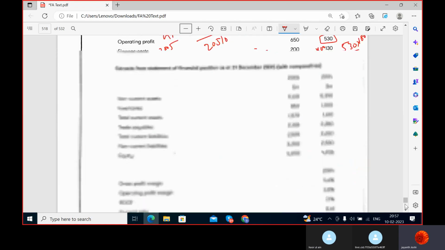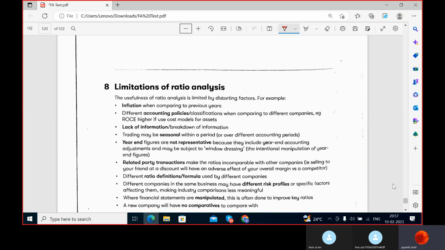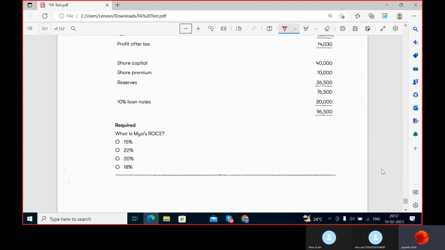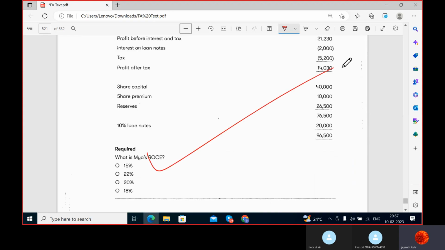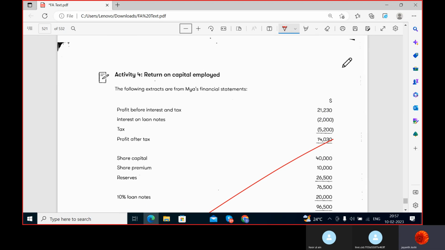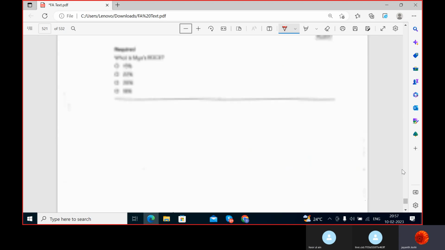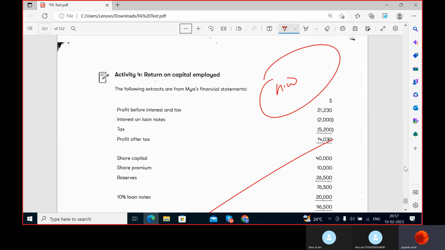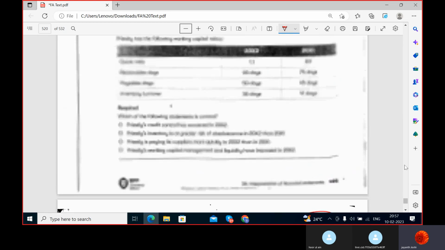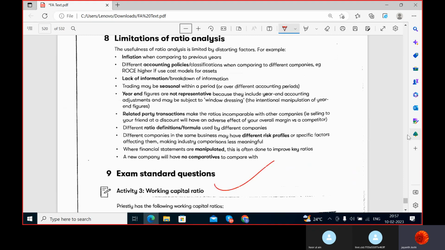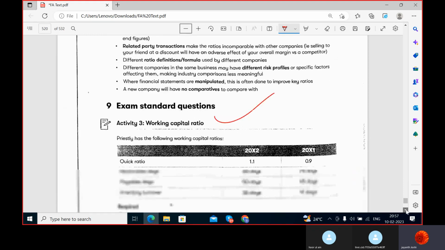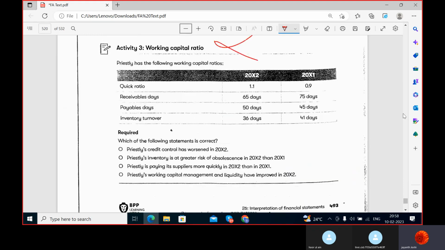Based upon these calculations, I want you to make a report and give it to me tomorrow as homework. I also want you to do small activities on your own. Activity 4 is homework. Activity 2 is the big question we did. Activity 3 is homework. If you are not getting it, leave that one.